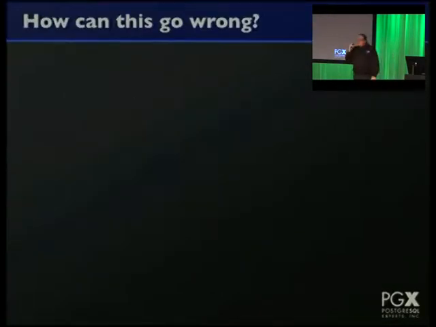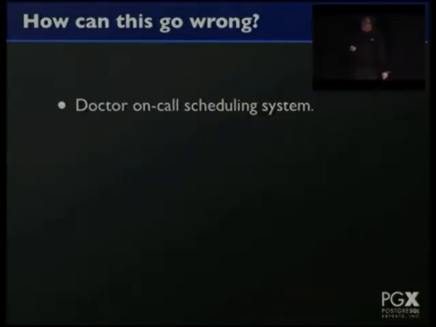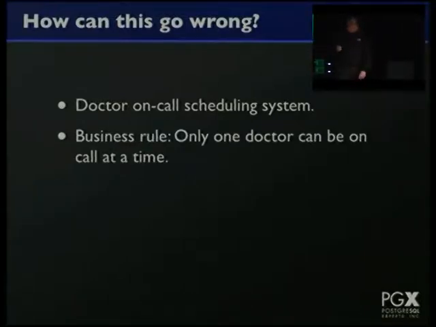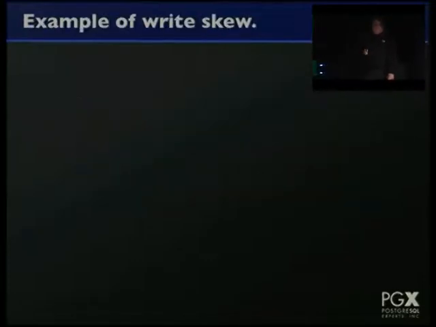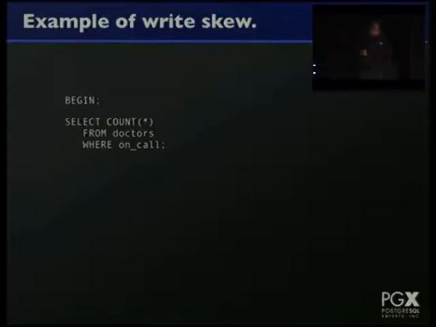But the question is, okay, well, this makes no sense at all to me. How could this ever be a problem? Well, here's an example. We have a doctor on-call scheduling system. The business rule is only one doctor can be on call at a time. Don't bike shed the example. This is obviously a calculated one. If more than one is on call, take one of them off randomly. Doesn't matter which one, it just has to be one. This is subject to a problem called write skew.